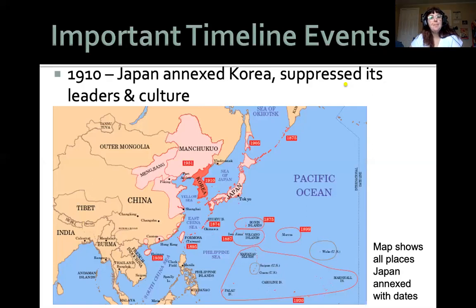So, some background. In 1910, as part of their expansion efforts into Asia and China, Japan had actually annexed Korea. And as you can see from the map here, right, Japan, and then Korea's right there. And had suppressed its leadership and culture. And from Korea, they expanded into Manchuria and into China and out into the Pacific, as we talked about in World War II.